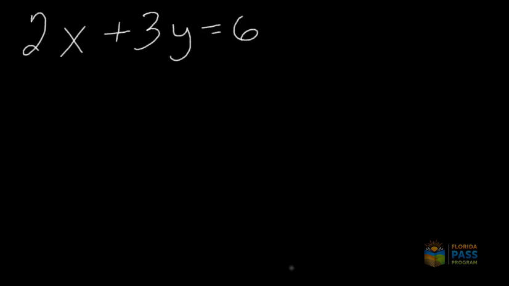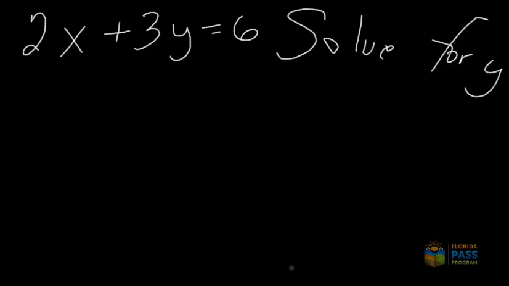Today, let's solve examples with two variables inside the equation. We're going to start by solving for y. So here are your directions. Solve for y. Remember, in previous lessons, we learned how to get the y by itself. So you're isolating the variable.